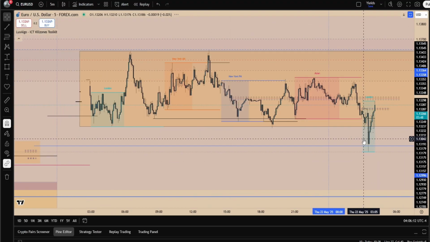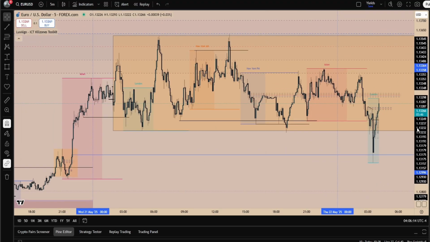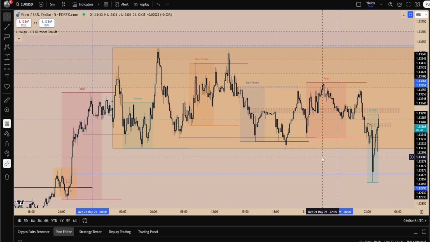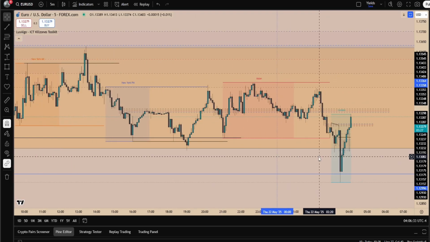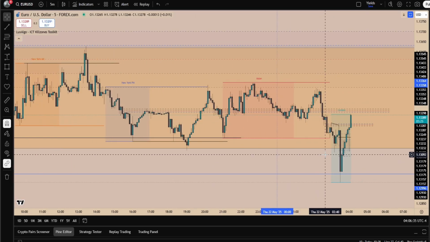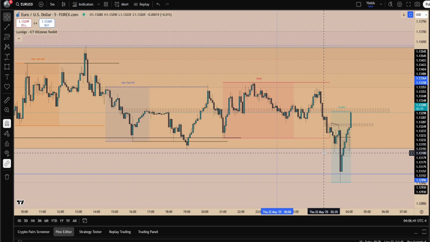So that's how you can begin to read price, how you can begin to interpret price as it forms in a range. It's very important. The things that do happen are important, but the things that don't happen are equally as important. You've got to always be weighing up those scenarios as they occur.